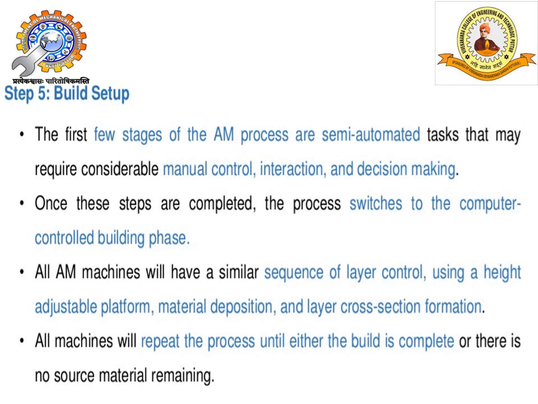All additive manufacturing machines will have a similar sequence of layer control using a height adjustable platform, material deposition, and layer cross section formation. All machines will repeat the process until either the build is complete or there is no source material remaining. That means this is the part.